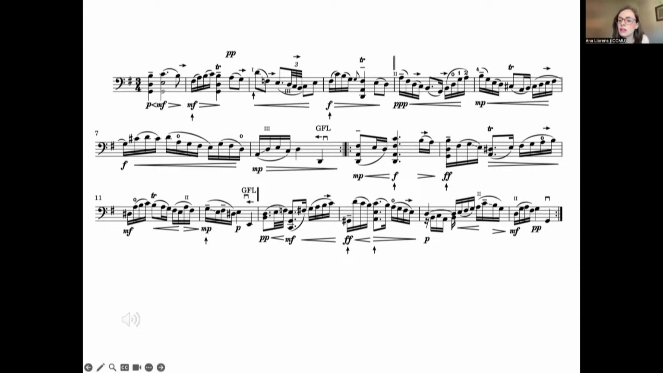On the slides, you will be seeing my attempt at transcribing what Casals does in all these recordings. Let's listen to the beginning.